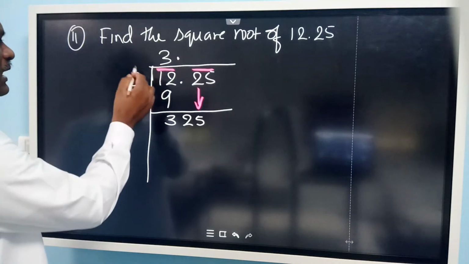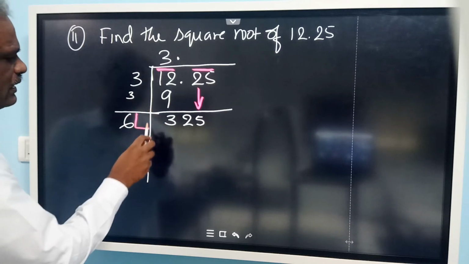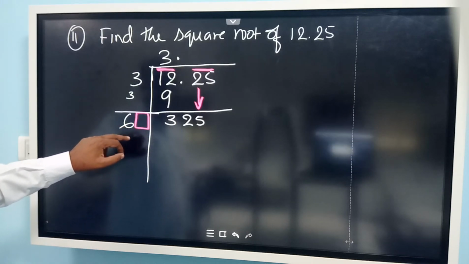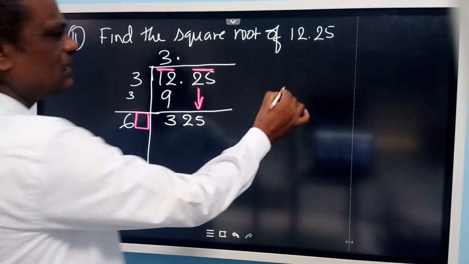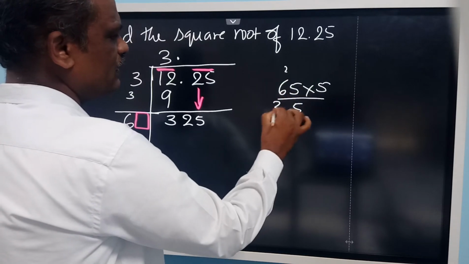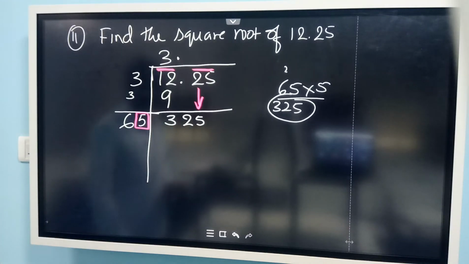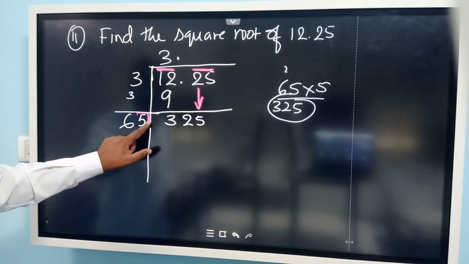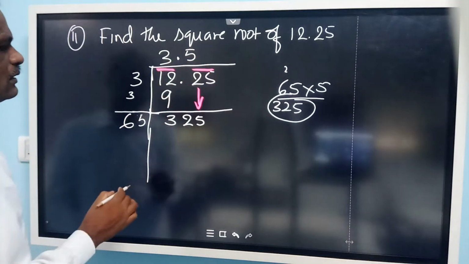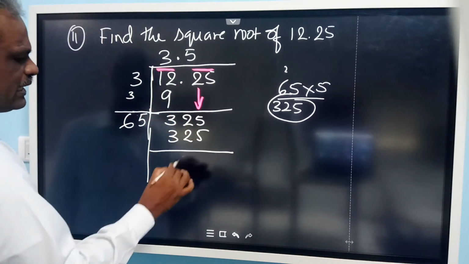Now what is the next step? Double this divisor, 3 plus 3, you will get 6, and write a blank here. One blank place will be there, so you have to fill up the blank place. 65, okay, let us see now. 5 5s are 25, 5 6s are 30, 33, 25. So therefore you have to fill the gap here. 65 is the number. Once you get that 65, then you multiply by 5 only. 65 5s are 325. So write this one and subtract here, you will get the remainder 0.